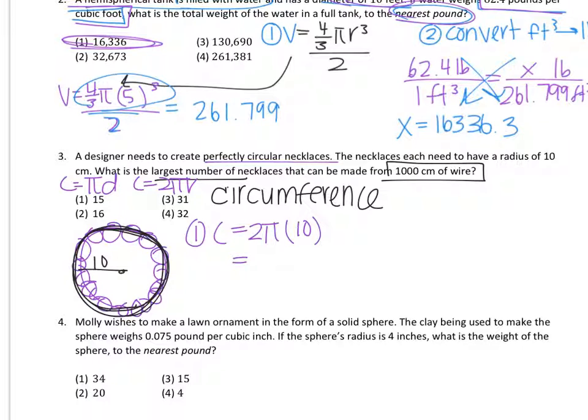When you type in 2 times pi times 10 in your calculator, you get 62.8319. Now, normally we don't write units, but I just want to talk about it here. This is saying that each single necklace needs 62.8319 centimeters of wire. Centimeters for one necklace.